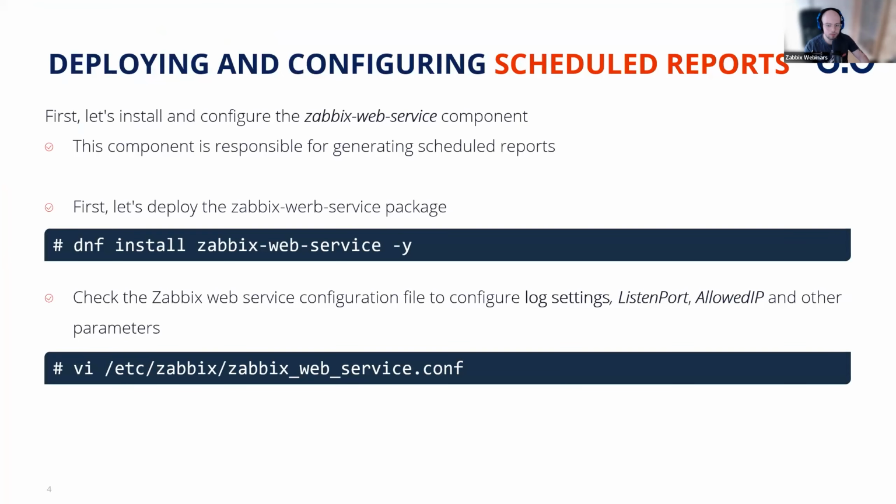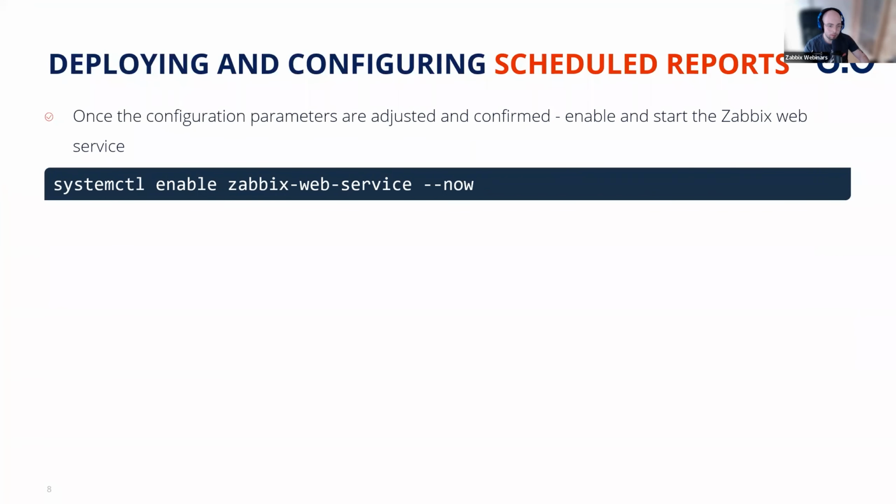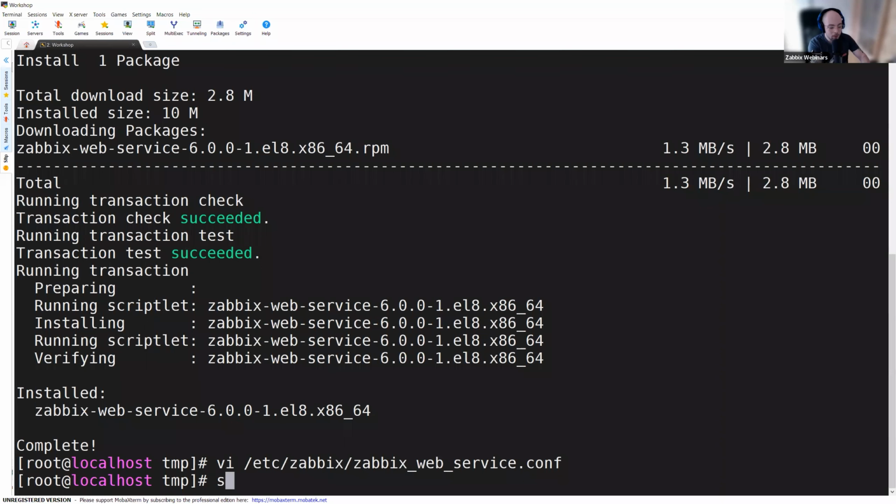All right, we can start it up now. So systemctl enable zabbix-web-service, enable and start it. systemctl enable zabbix-web-service. You're probably hearing my keyboard, but I think that's fine.